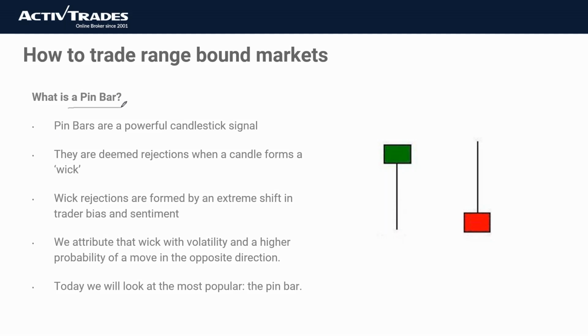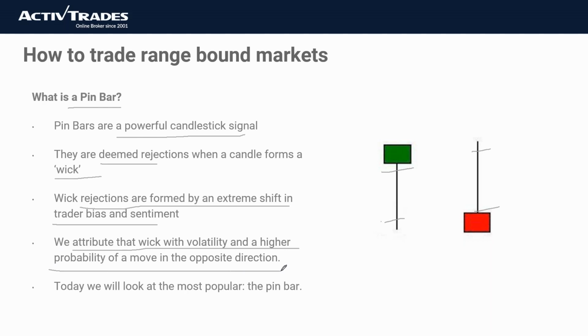Now, pin bars, you will find they are a very powerful candlestick signal, and they're quite visual, and they are quite ubiquitous, and they are deemed rejections when a candle forms the wick, okay. This is the wick here. Those wicks, okay, are formed by an extreme shift in trader bias and sentiment, and that's what I'm looking to try and utilize. We attribute that wick with volatility and a higher probability move in the opposite direction, okay?